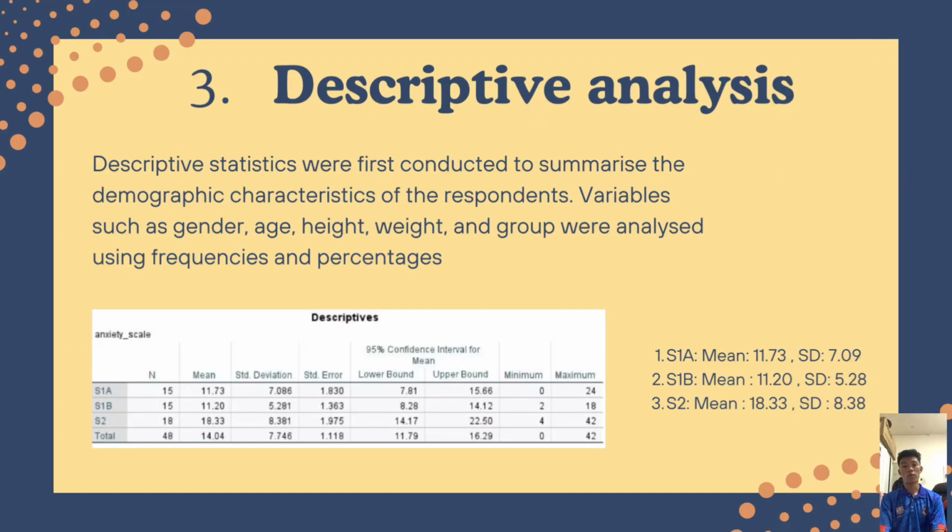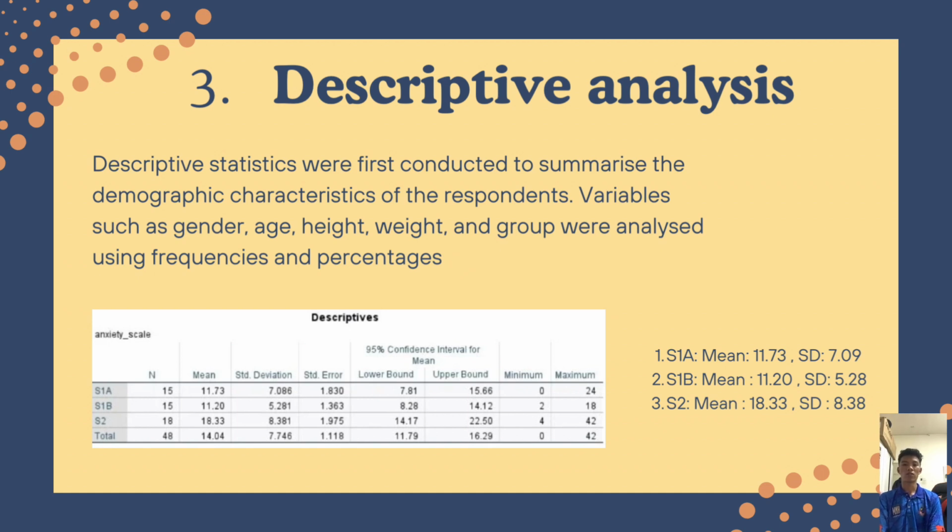Descriptive statistics were first conducted to summarize the demographic characteristics of the respondents. Variables such as gender, age, height, weight, and group were analyzed using frequencies and percentages. This analysis provided an overview of the sample composition and helped describe the general characteristics of the respondents involved in the study. Descriptive statistics for anxiety levels were analyzed using the descriptive statistics function in SPSS.